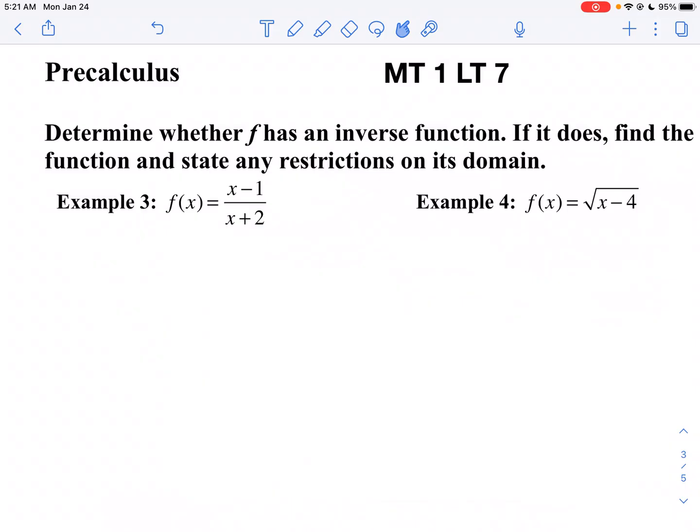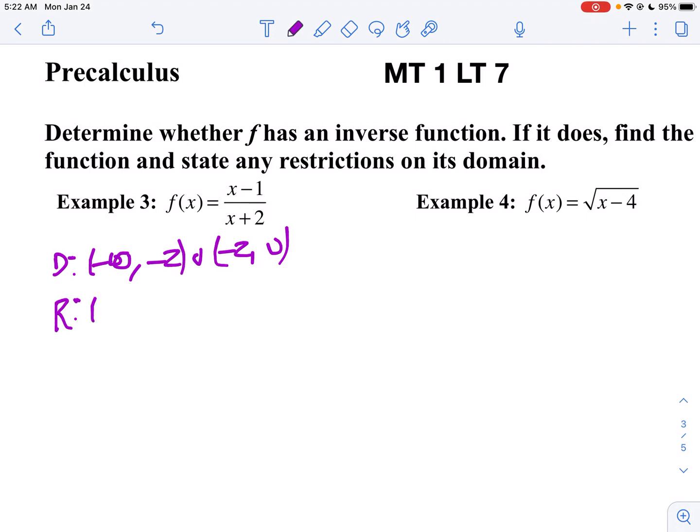So now, before I go on, let's state the domain and range of my function. My domain, I can have anything except negative 2. So my domain is going to be from negative infinity to negative 2, and from negative 2 to positive infinity. My range, remember in a rational function, we look at our coefficients, so my range is anything except 1. So my range is going to go from negative infinity to 1, and then from 1 to positive infinity.